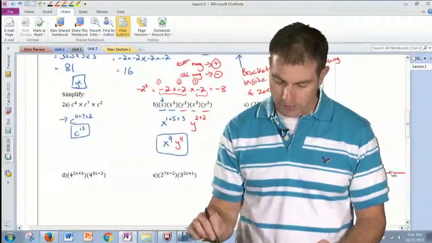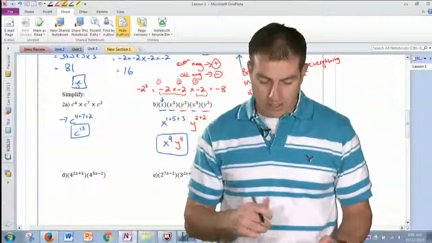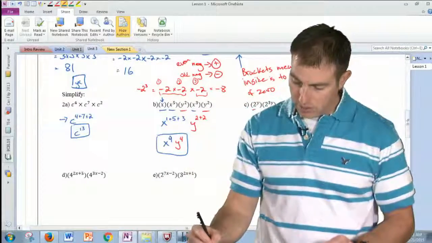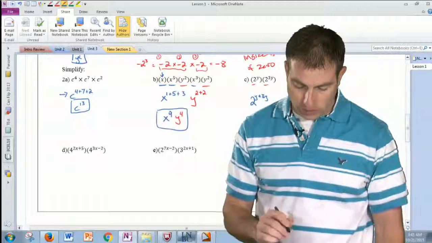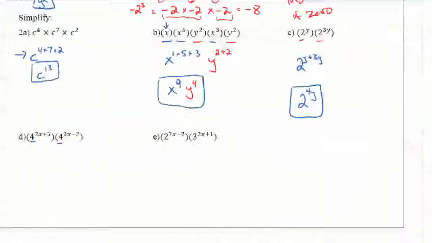You're getting ahead of us here. Let's look at D and E. So they do get a little trickier, obviously. Right, so we have the same base, so we know we can add our exponents.